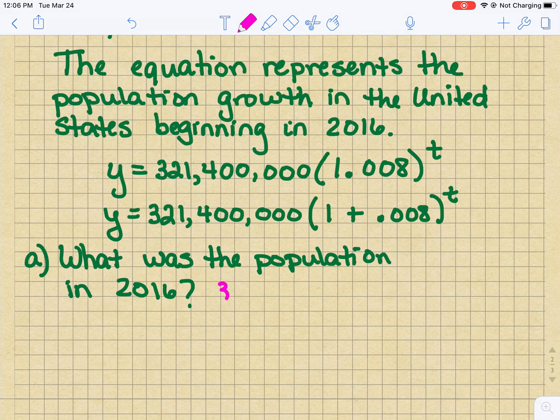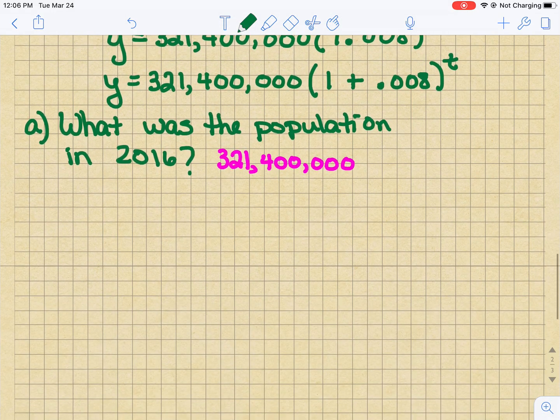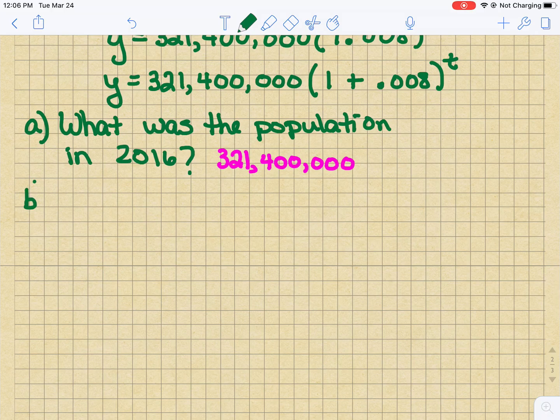What you should have come up with was 321,400,000. That was the population in 2016 because that's when this problem began. And the number in front of the parentheses, the A, is our initial amount. Okay, now let's look at question B.